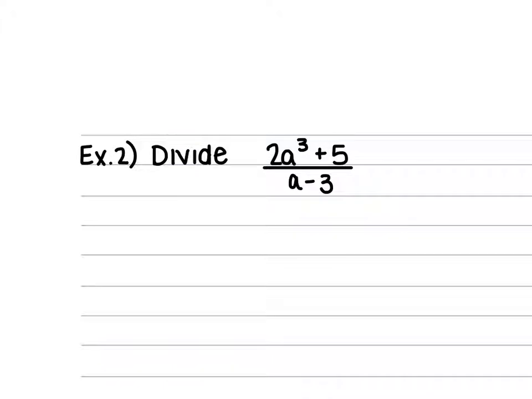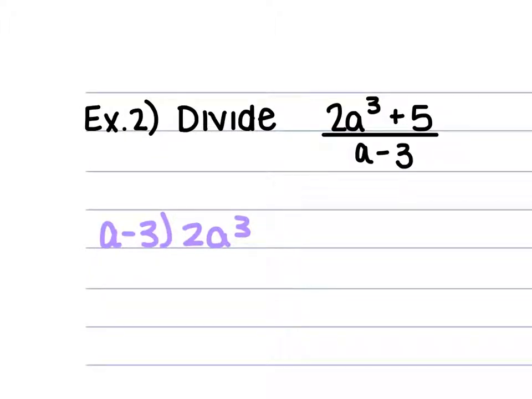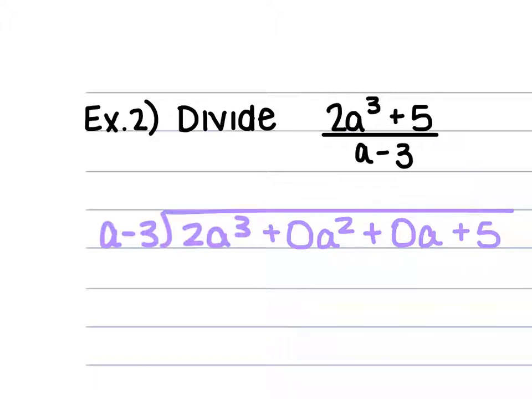If we look at example 2, we have 2a cubed plus 5 divided by a minus 3. So the bottom is going to go on the outside. The a minus 3 goes on the outside. Look at the top. We have a 2a cubed, but we don't have an a squared, nor do we have an a. So when we write this, we're going to write the 2a cubed. To represent that a squared, we're going to have a plus 0a squared, and then to represent that a, we're going to do a plus 0a, and then continue with that plus 5.